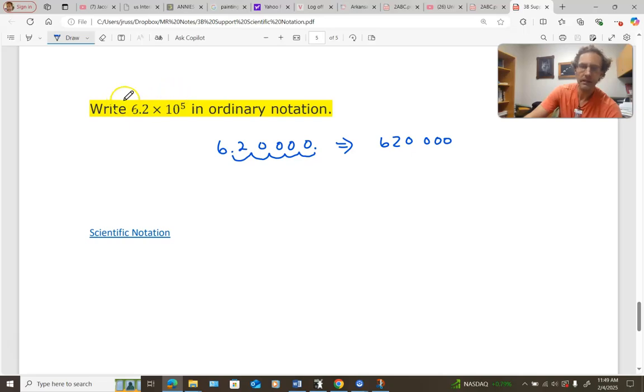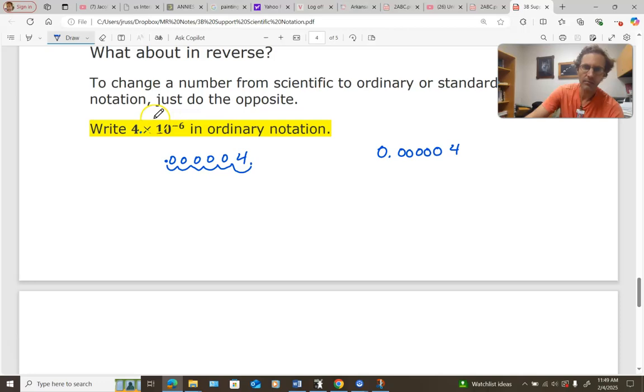So just be thinking about it like this. If you got 6.2 and you're going to multiply by 10 to the 5th, well, that's a big number. So to make 6.2 a big number, you move the decimal to the right. That makes it turn into 620,000. And then in the previous example, we've got 4.0, and 10 to the negative 6 is a really small number. So to make 4.0 a really small number, you got to move it to the left. Okay, remember, moving a decimal to the left makes the number small. Moving a decimal to the right makes the number big.